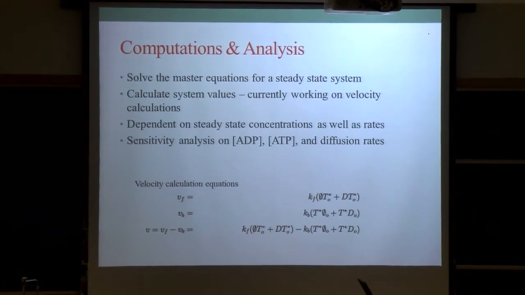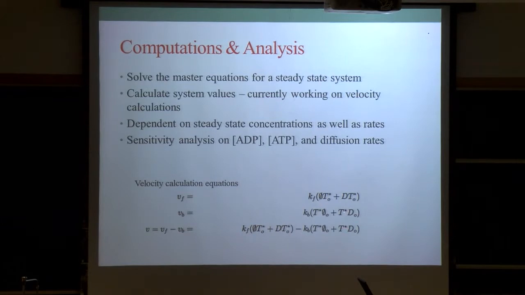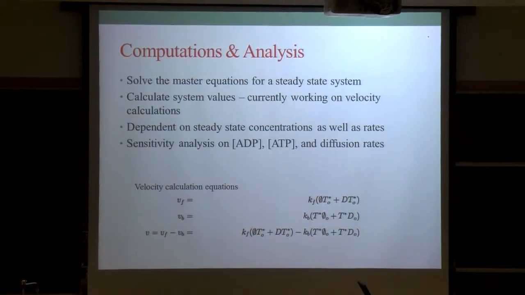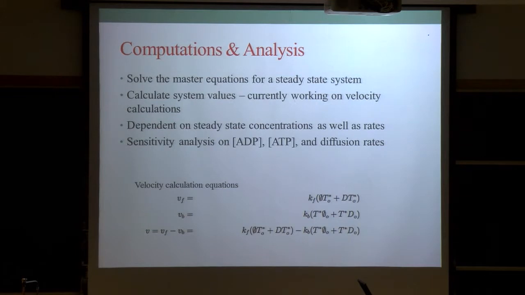So you have a forward velocity calculated from the forward diffusion times the number of states that are able to walk forward, and the backwards velocity from the diffusion constant times the number of states that are able to walk backwards. And then your net velocity is going to be your forward minus your backwards. And that's what we would like to see matching experimental data so that we know our model works.